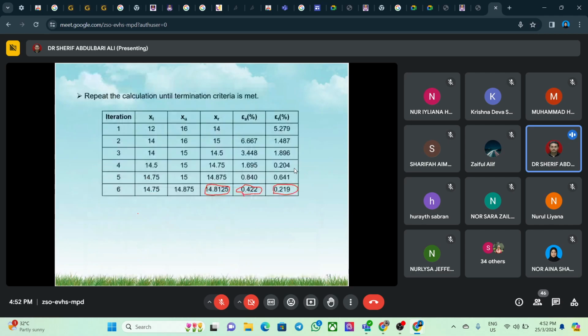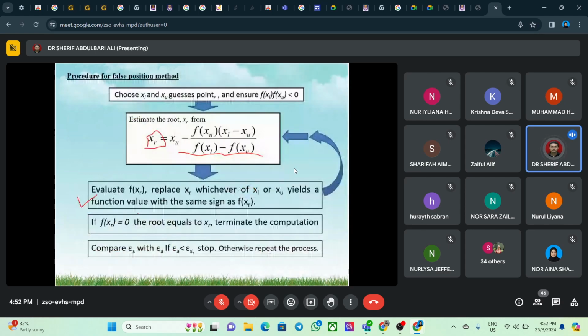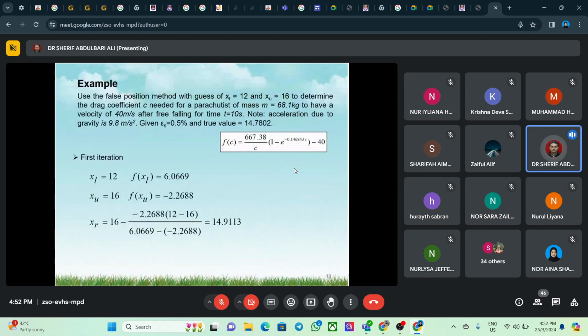Okay, so let's see this when we solve the same example. We are following the same example, and we need to iterate until the error is less than 0.5%. Remember that our reference number, the true value of xr, that we need to achieve is 14.78. This is the value that, if you substitute it here, makes the function equal to 0. Okay, so now let's start.